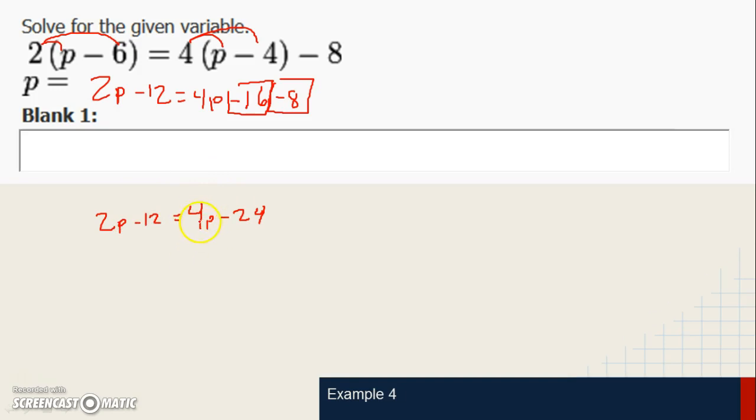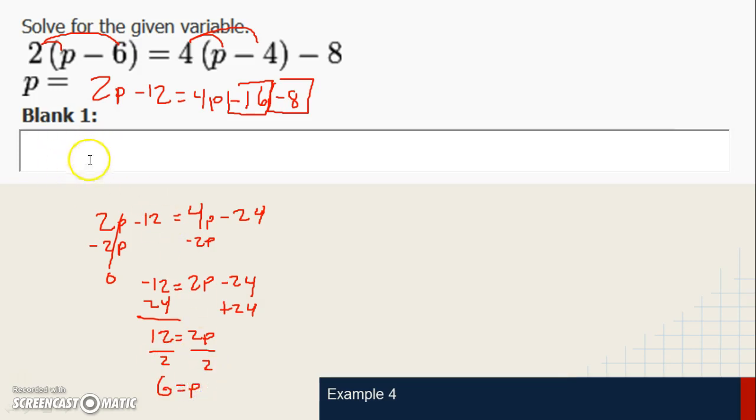And I'm looking for the bigger variable. 4p is the bigger variable. So I'm going to go ahead and eliminate the 2p. 2p minus 2p is 0. So I have negative 12 equals 4p minus 2p, which is 2p minus 24. Now I go ahead and add the 24. I end up with 12 equals 2p. And I can divide by 2. So 6 equals p. And again, that's what I would type up in this box, just 6. That's what my answer is. I don't have to put the p because it already says p equals right up here.